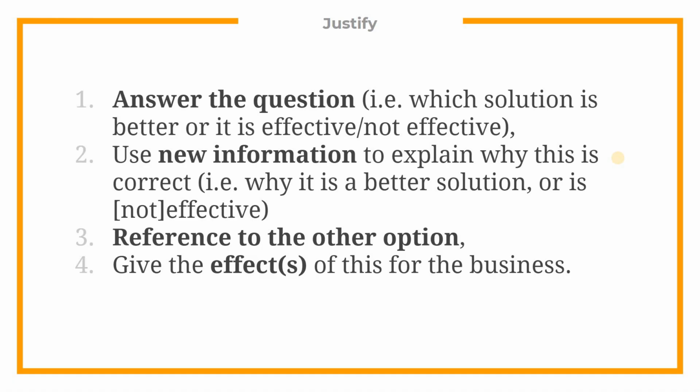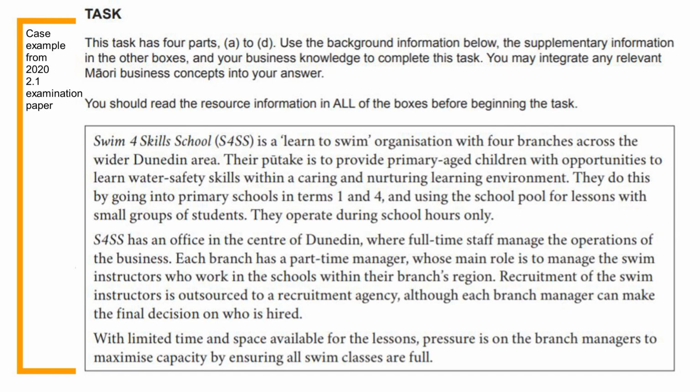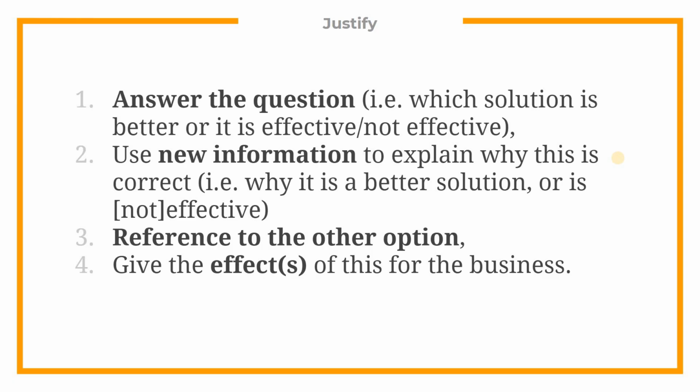Then step 2, you've got to use new information. That means information that you haven't already used in the question. And typically where you're going to get that information is from the case in the examination. So that'll either be in those little boxes in the exam. Those boxes will have information about the business and what's going on for them. Or if you're doing the 2.3 standards, that will be in the resource booklet that you get given. So you use new information that you've not already used to explain why you're correct. Okay, so why is this a better solution than the other one in our case? Or it might be, why is it effective or not effective?